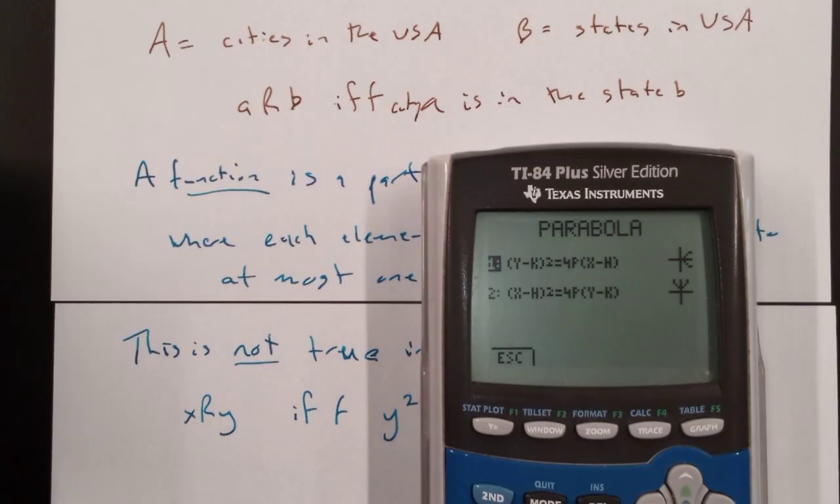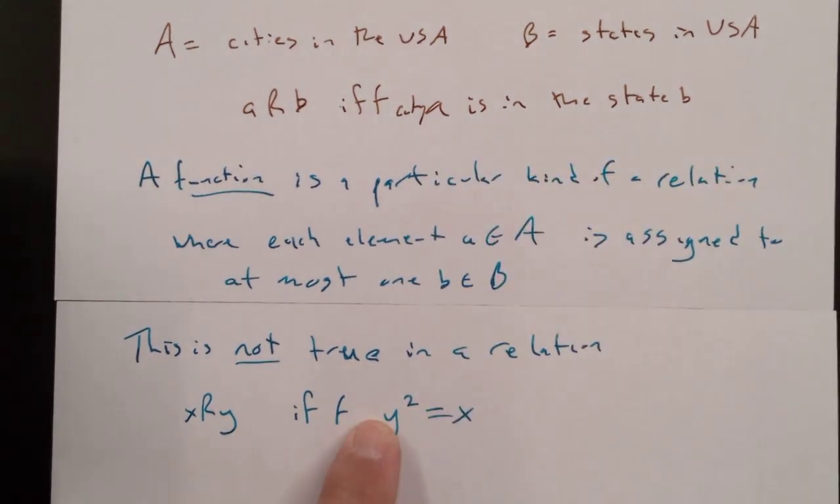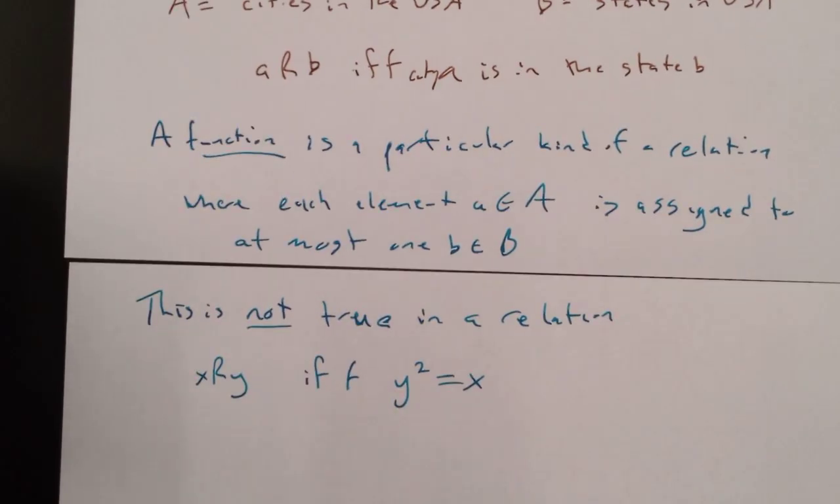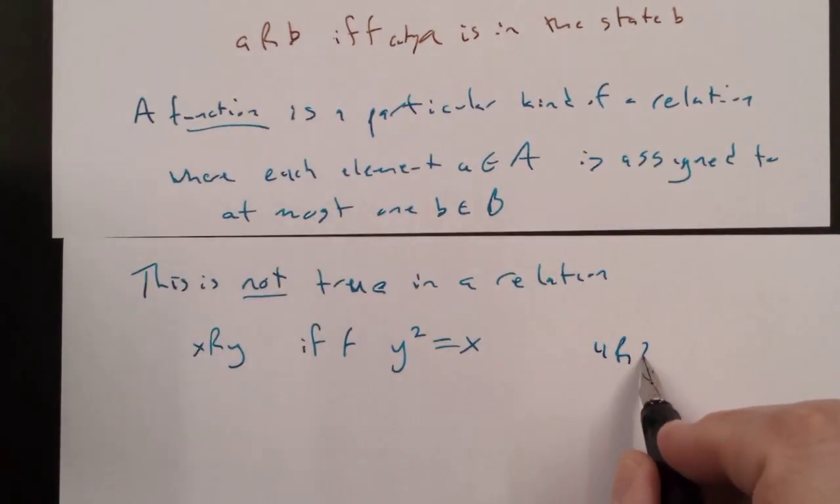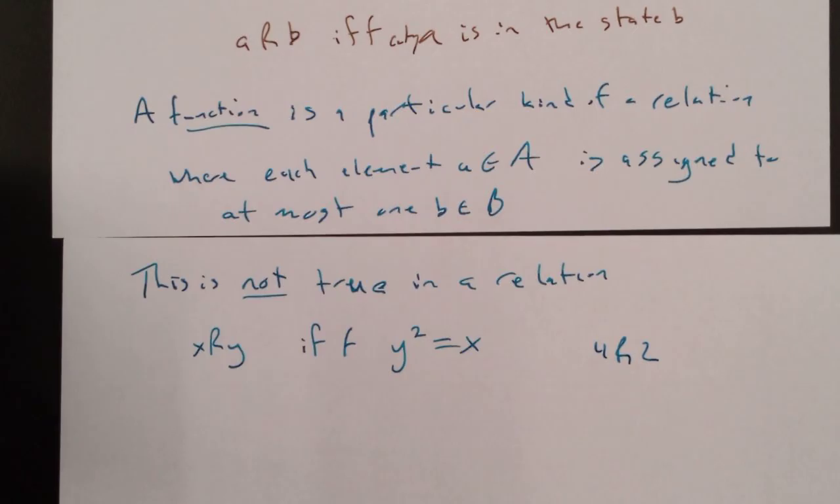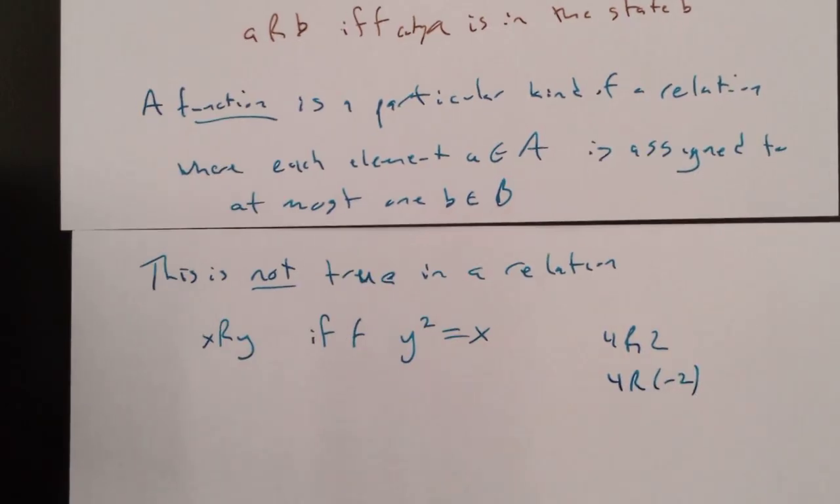This is a parabola. And it's not just any parabola, it's a parabola that opens sideways. This is the parabola that opens to the right. It fails the vertical line test. 4 is related to 2. Yes? Because 2 squared is 4. But 4 is also related to -2, because -2 squared is 4.